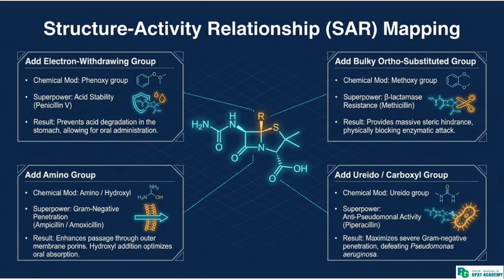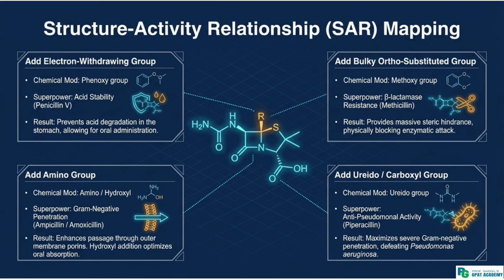Next is the structure-activity relationship. The 6-acyl side chain modification gives the semisynthetic penicillins. Electron withdrawing group on the side chain alpha carbon increases acid stability. Bulky side chain near the carbonyl sterically hinders the beta-lactamase attack. Amino group on the side chain, like in ampicillin, enhances the gram-negative permeability and the acid stability.